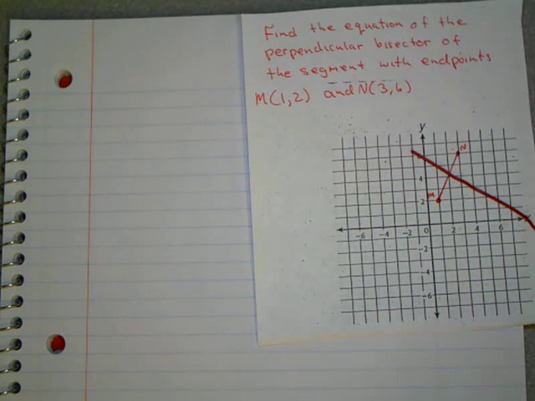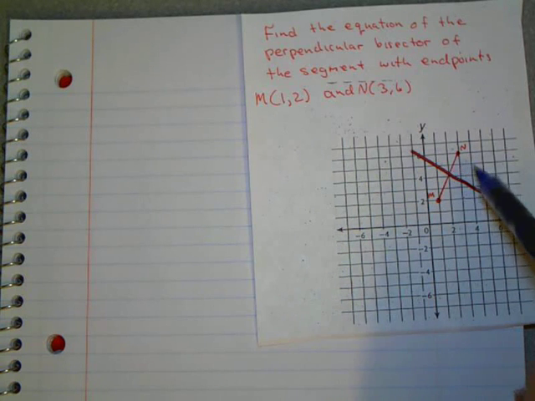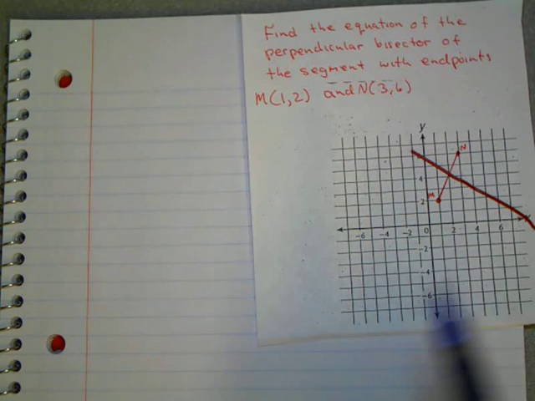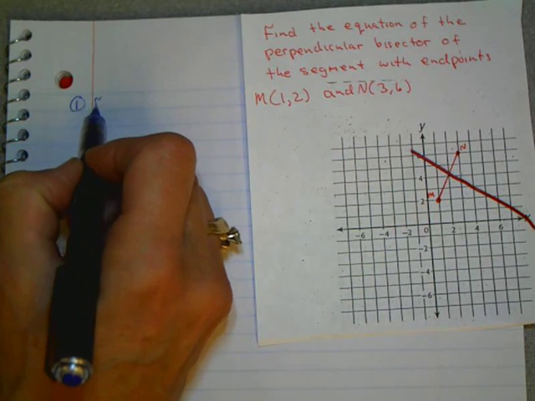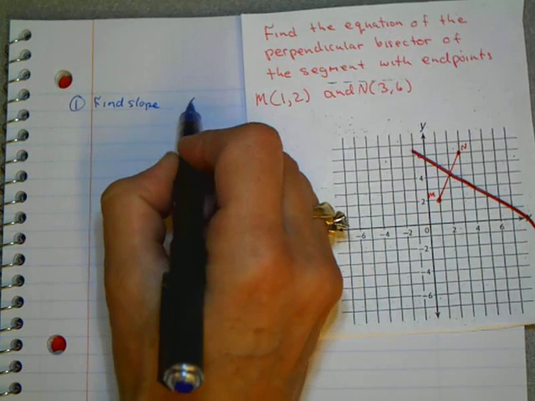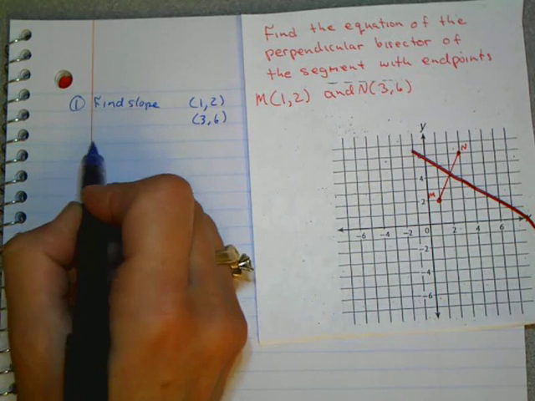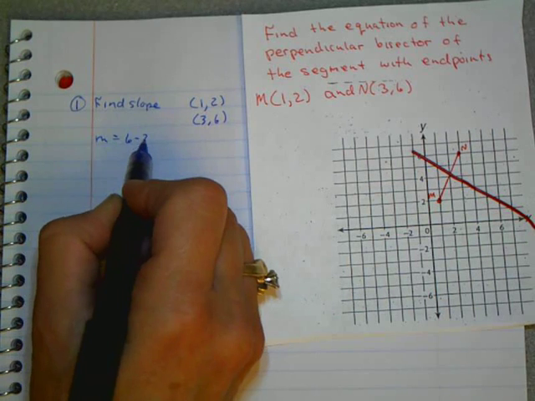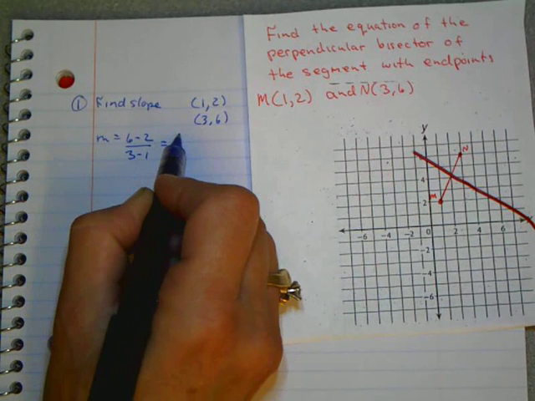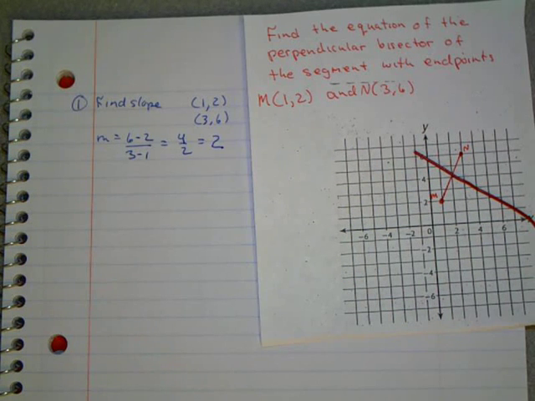Now, to find that, we're going to need a couple things. We need to find the slope of this segment, and we need the point where it crosses the segment MN. So to find the slope of this line, we'll first find the slope of segment MN, using the slope formula. We've got our points (1, 2) and (3, 6). We'll put those into the slope formula, and the slope will be 6 minus 2 over 3 minus 1, 4/2, and I can simplify that to 2. Now that's the slope of MN.